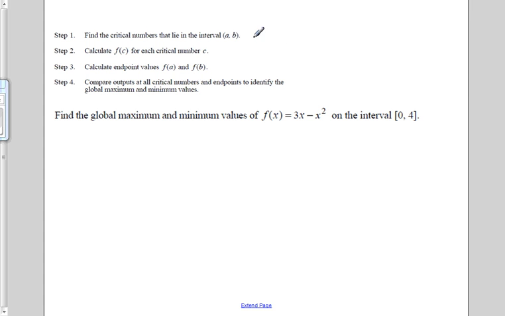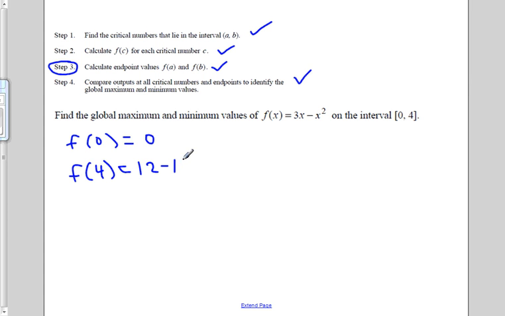And here are the steps to finding it. If you want to find global max, find all the critical numbers, calculate f of c for each critical number, calculate the endpoints, and then just compare. So we want to find the global max and min. Let's find the endpoints first. I know we're going out of order, I'm doing step 3 first. So f of 0 is 0, and f of 4 is 12 minus 16, which is negative 4. So those are two possible points.